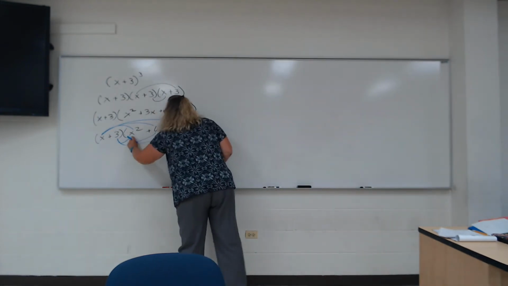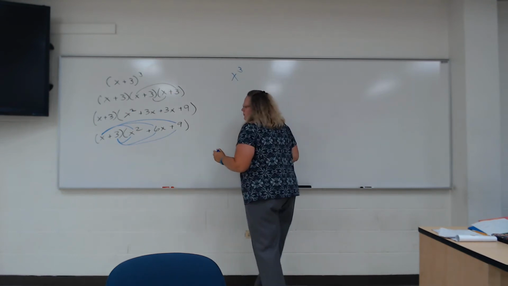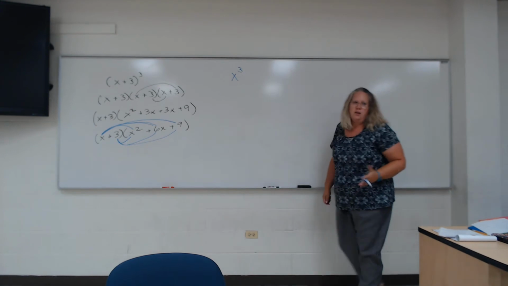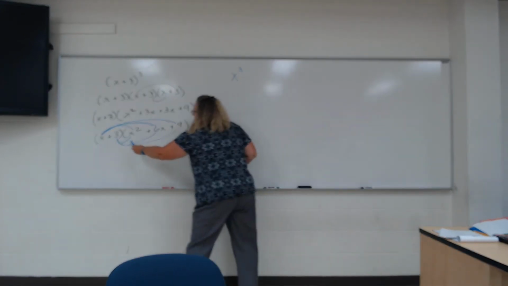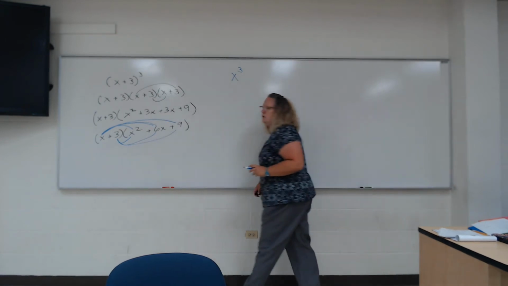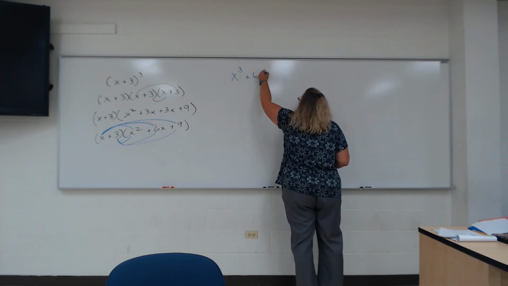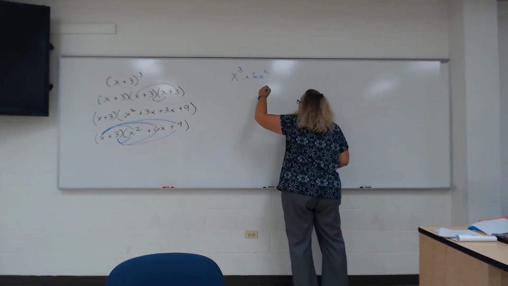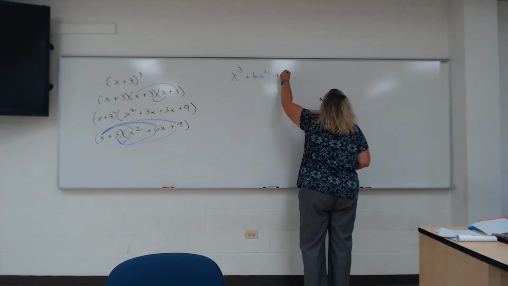All right, so x times x squared, add those exponents: x cubed. x times 6x, you're still adding the exponents. You've got an exponent of 1 and an exponent of 1, so that takes you to 2. So plus 6x squared. And then at the end, x times 9 gives us 9x.